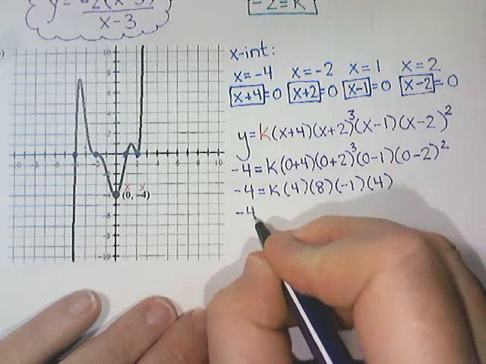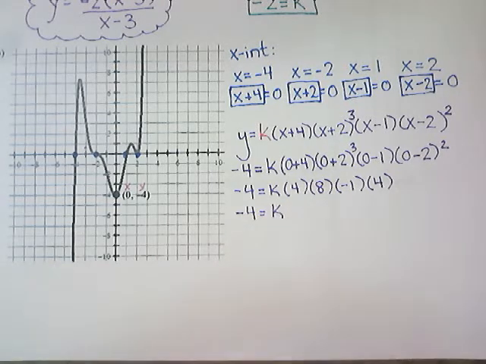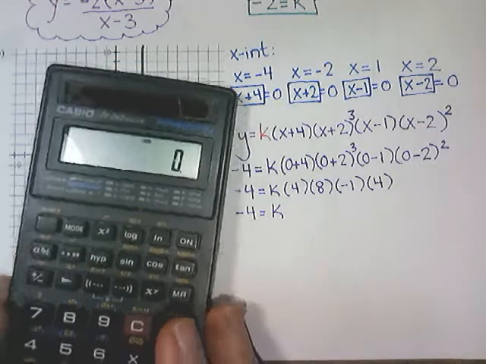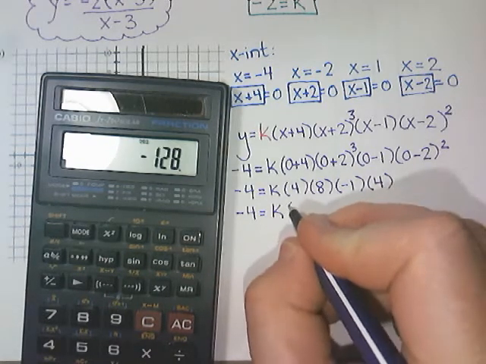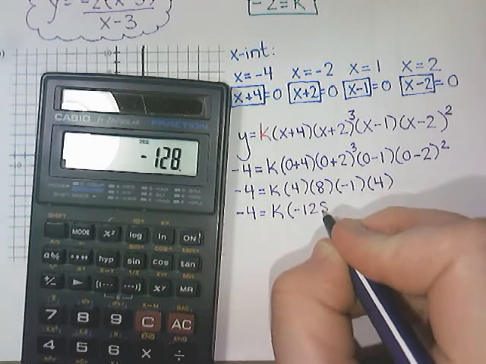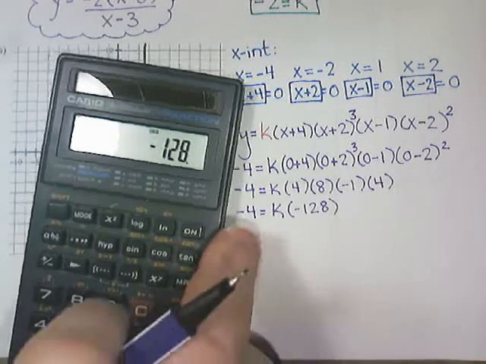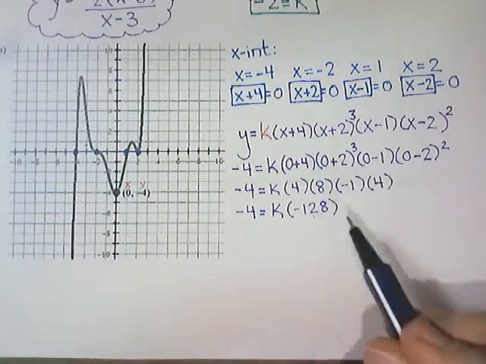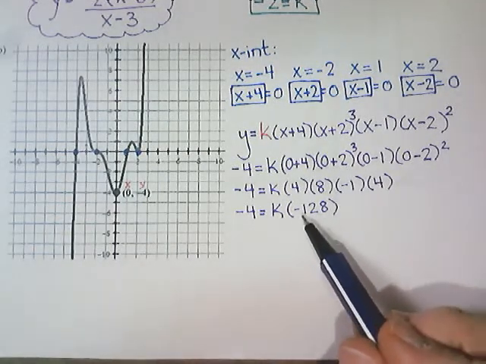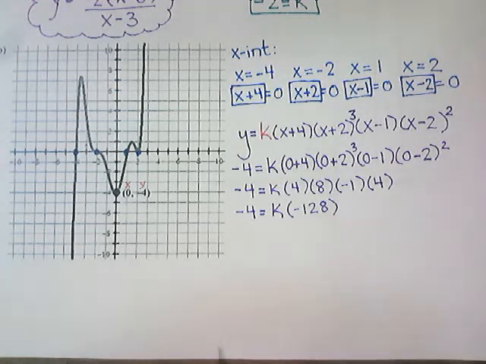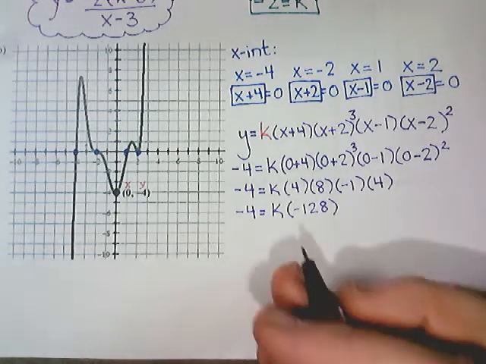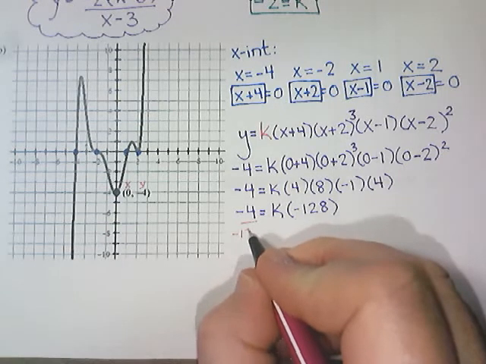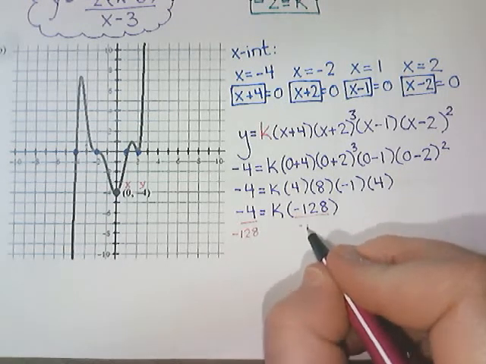All right, I am going to multiply those numbers together. So I have -4 equals k times, and I'm going to use my calculator to help me out, 4 times 8 times -1 times 4. And I end up with -128. A common mistake people make, instead of doing k times -128, they write k minus 128. This is not subtraction, it is multiplication. So if I want to solve for k, I would need to finish by dividing both sides by -128.